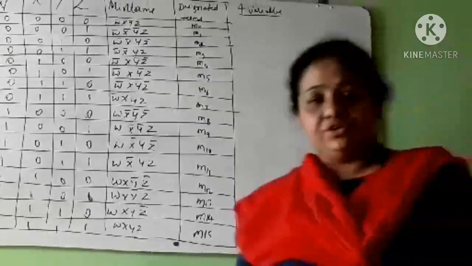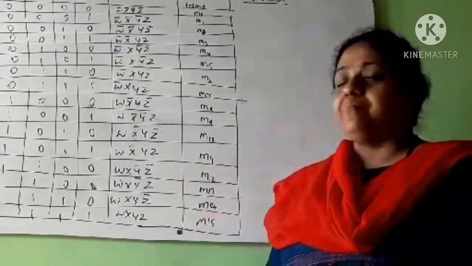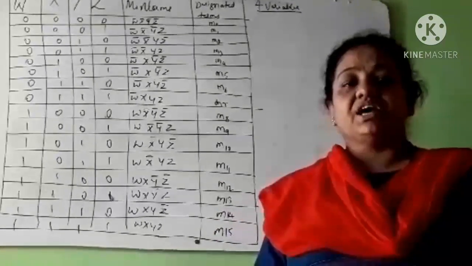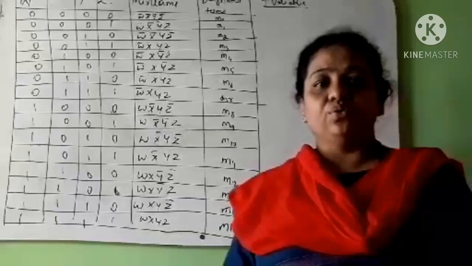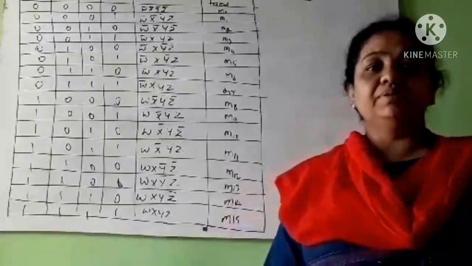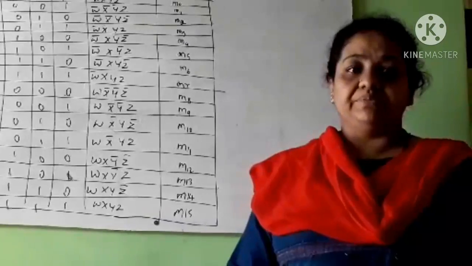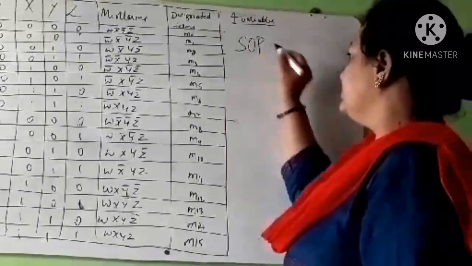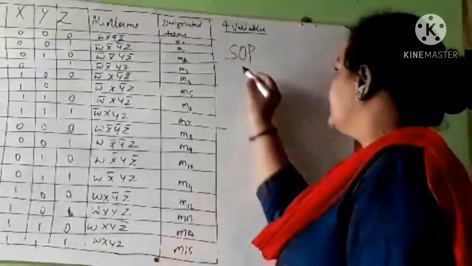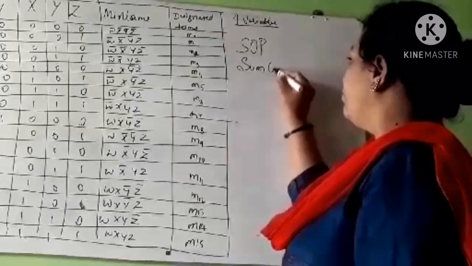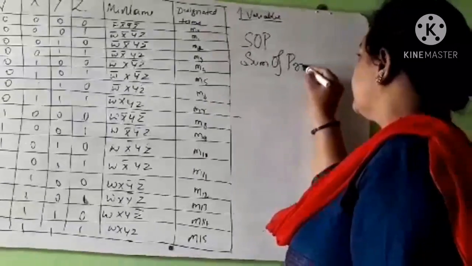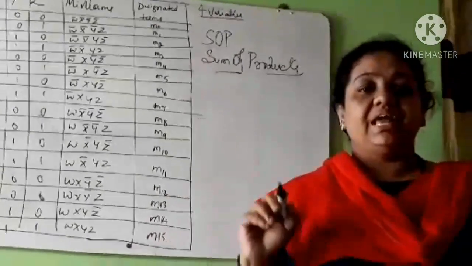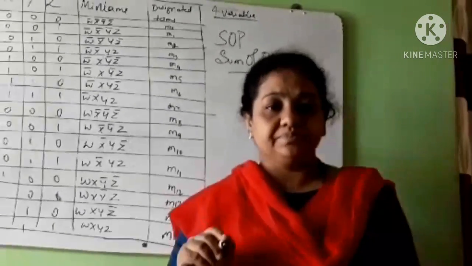Hope you have followed and understood. Now let us move on to the next topic, that is the canonical form of SOP. Before that, let me tell you what SOP is. SOP stands for sum of products. So what is a SOP expression?